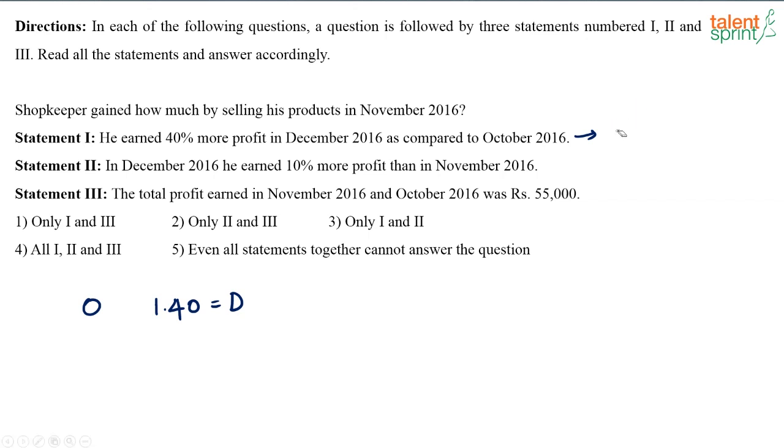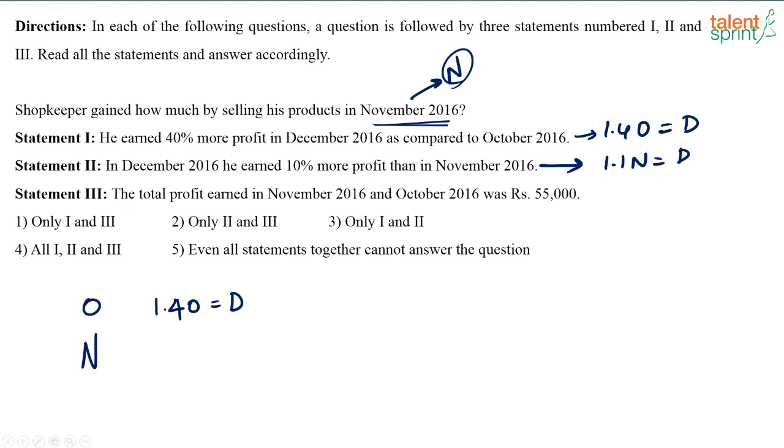I know 1.4 times the gain in October is nothing but the gain in December. This is what I know. Now using this, can I find out his profit in November 2016? I cannot. Next statement. In December 2016, he earned 10% more profit than November 2016. So again, using this statement, what can I say? If I say the profit earned in November 2016 is N, then I can say 1.1 N is equal to D. So using this also, I cannot say what is the value of N. Basically, I have to find out what is the profit in November 2016, or I have to find out what is the value of N.